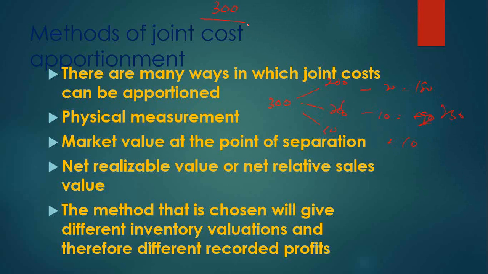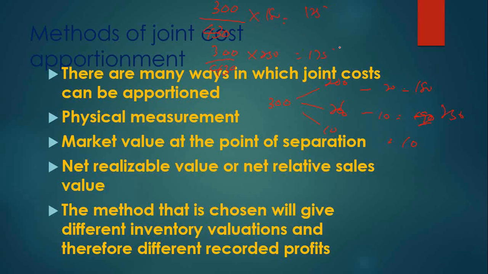So total cost is 300. We divide it by the total net realizable value. How much? 180 and 250, 430. So 300 divided by 430 into 180 will give me the cost that needs to be allocated for the product A. So 300 is my total joint cost. My total net realizable value is 180 plus 250, 430. I divide it and multiply by 180 for me to get the cost for the first product, which is 125. And for the second product, 300 into 250 divided by 430. So there we get 175.